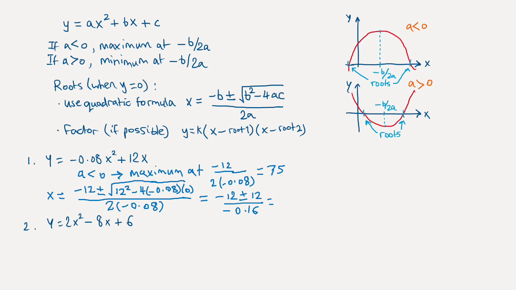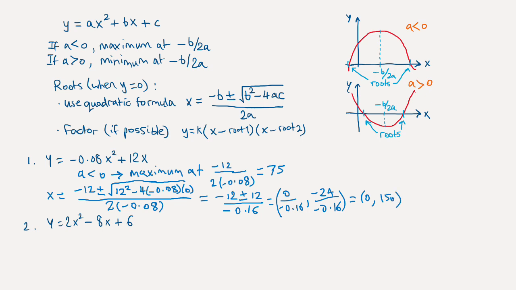One is going to be 0, because we're going to have 0 over minus 0.16, which doesn't really matter. And then we're going to have minus 24 over minus 0.16. So that's going to give rise to 0, and 24 divided by 0.16 comes to 150.